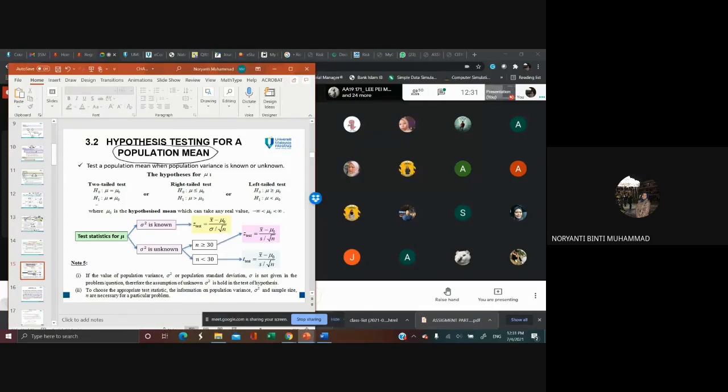So you can see this is what we have when we have two tail, right tail, left tail. Mu naught is a value. Okay, this is a value. Then you can see the condition is just similar. This one is similar from chapter 2, but the difference is here you have the formula test statistic. Okay.